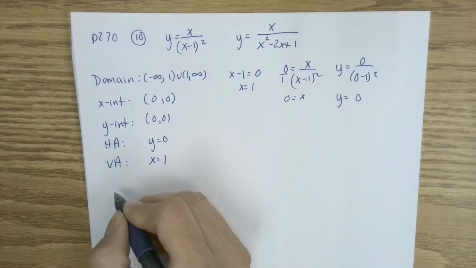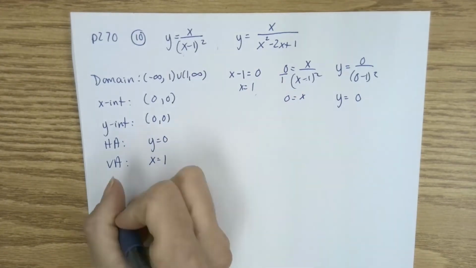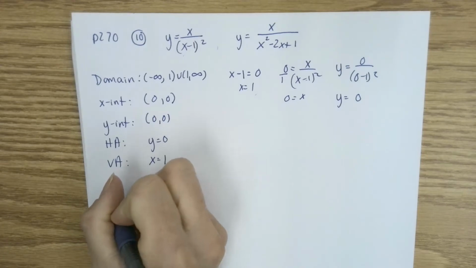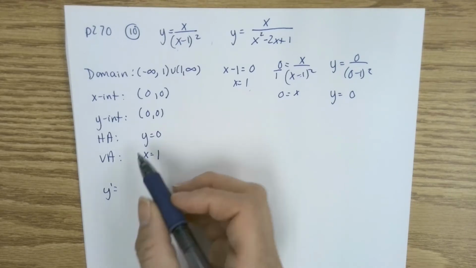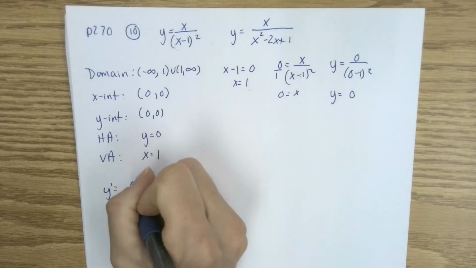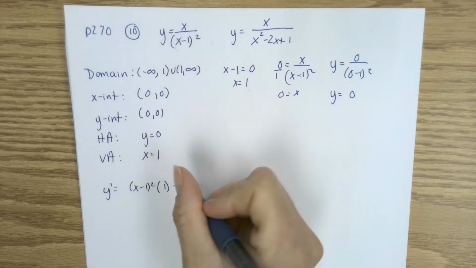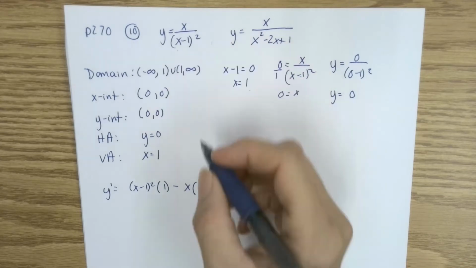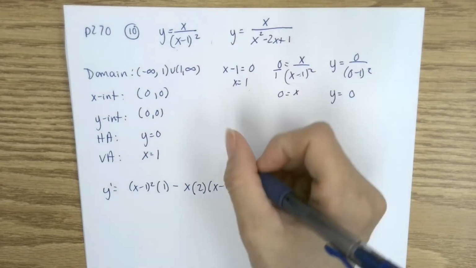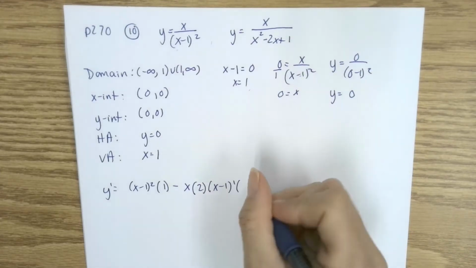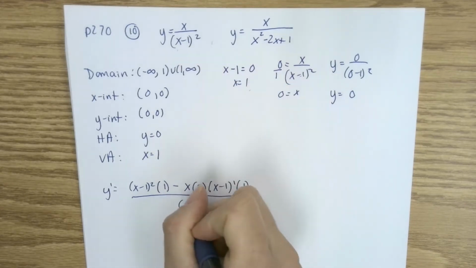All right, next step, I'm going to be looking for first derivative information. So I'm going to take the first derivative of y. So this is going to be y prime. I'm going to use my quotient rule, low d high minus high d low over low squared. So low is going to be (x minus 1) squared, d high, derivative of x is 1, minus high is x, derivative of the bottom is 2 times the quantity (x minus 1), power drops down to a 1, times the derivative of x minus 1, which is 1. That's your chain rule right there. And then all over your denominator squared.